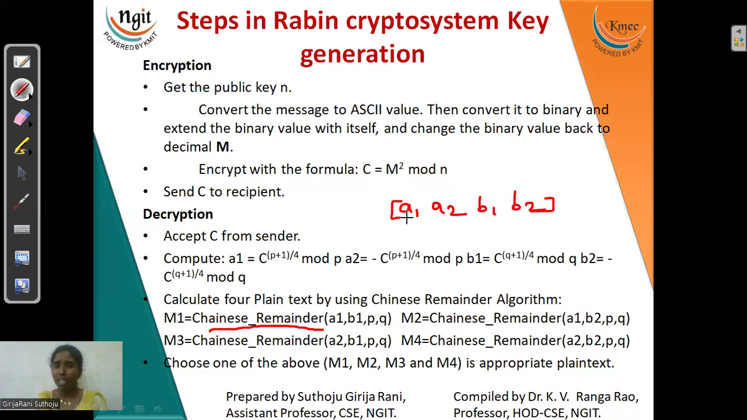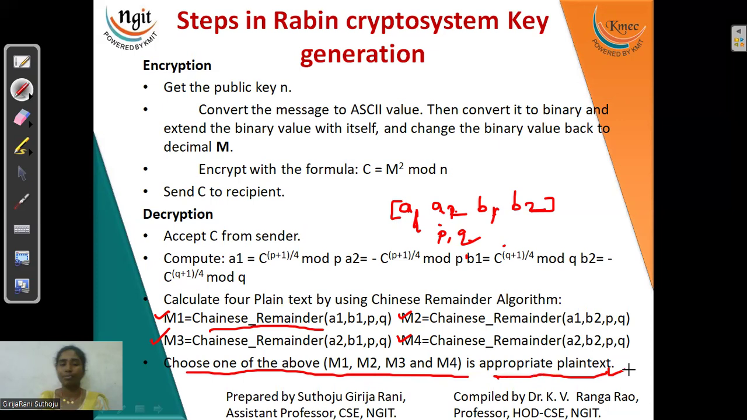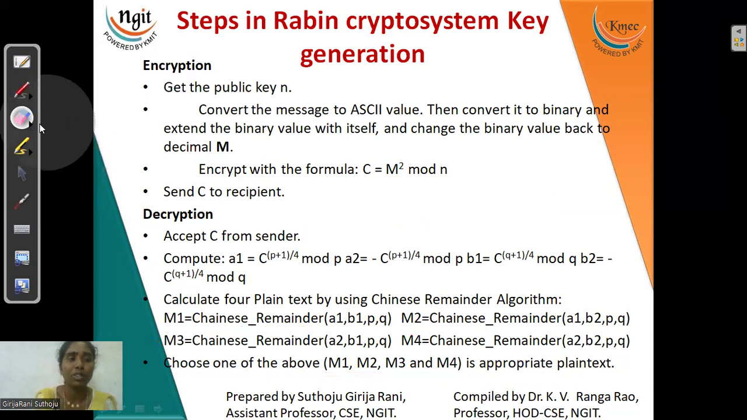Now, apply A1, B1 once with P and Q. Next, A1, A2 once with P and Q. Next, A1, A2, B1 with P and Q. A2, B2 with P and Q. So there are 4 plain texts, 4 M's, M1 to M4. Choose one of the above M1 to M4, and the appropriate plain text is to be decided. So this is the thing which we have to know about the Rabin Cryptosystem for sure, right?